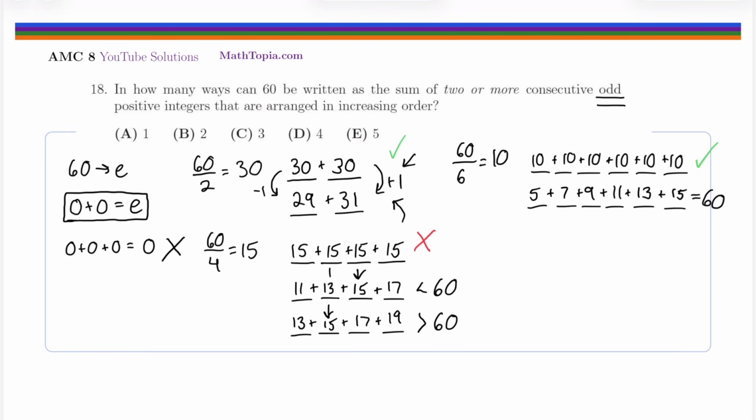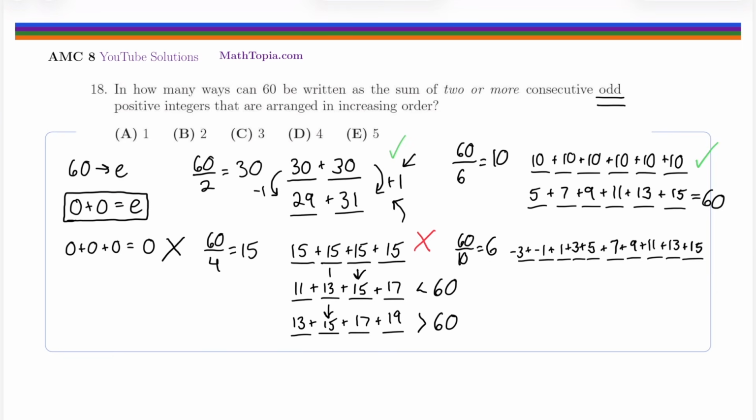We can't create a string of 8 since 60 is not divisible by 8, but we could try creating a string of 10 numbers. 60 divided by 10 is 6, so we could use 6 as our base. Rather than writing out a bunch of 6s, I'm just going to start balancing so that I don't take up a bunch of space. 6 plus 1 is 7, 6 minus 1 is 5, and then working off of that we get 9, 11, 13, and 15. Working backwards we get 3, 1, -1, and -3.